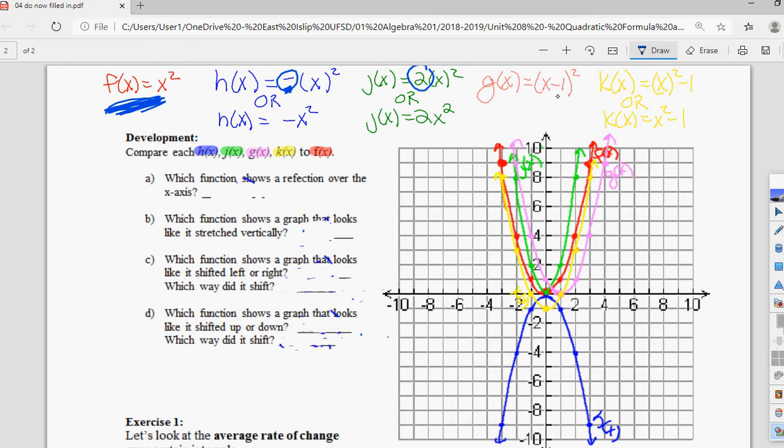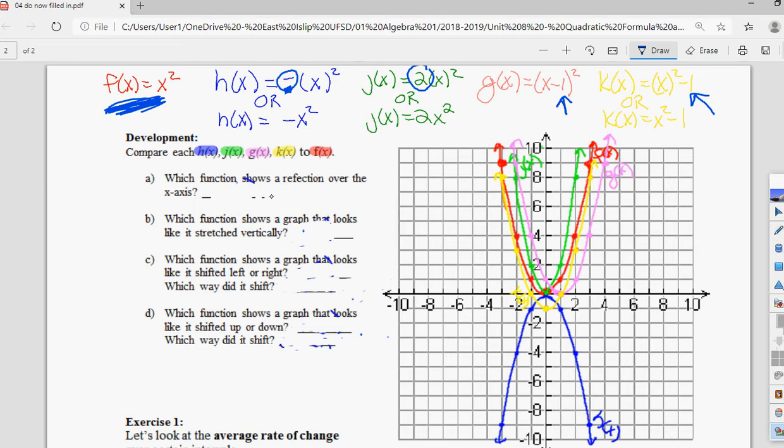g of x looks like the parent graph, but shifts 1 unit to the right. Remember, numbers inside parentheses are your right-left shifts, and they tend to shift the opposite way of what you would think. And k of x shifted down 1 unit. And you can see that all in a graph.